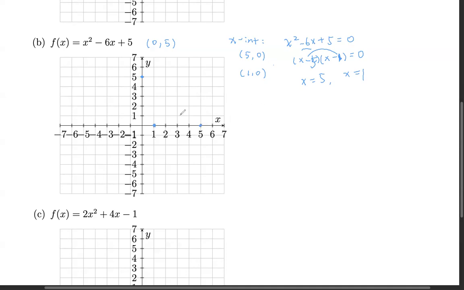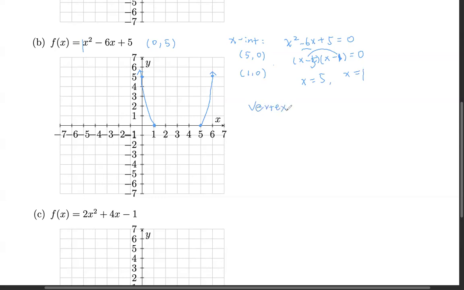Well, let's try to find the vertex. So the only thing missing is the vertex. And a is positive, so we know we have an upward parabola. So we know this part looks something like this. And it's symmetric, so this side goes this way. We just don't know down here, right? So we need to find the vertex.